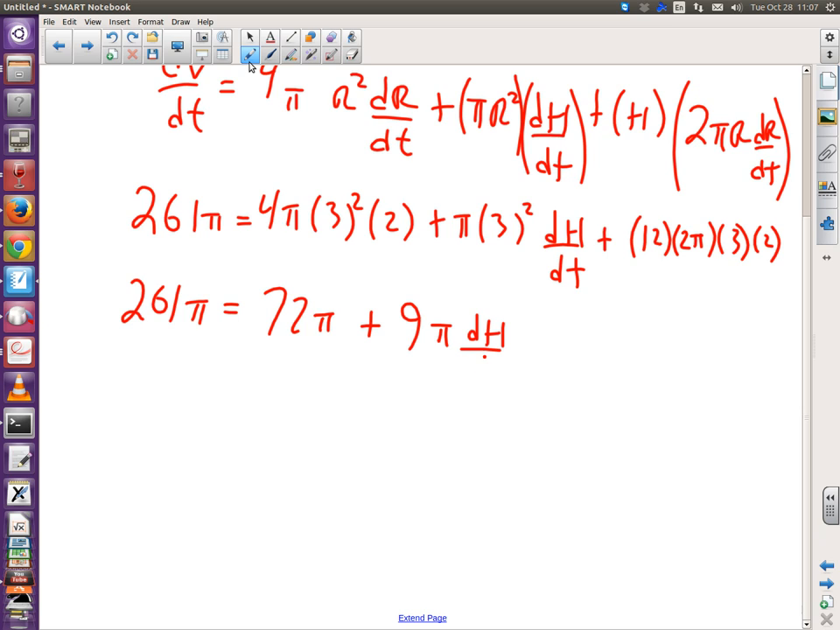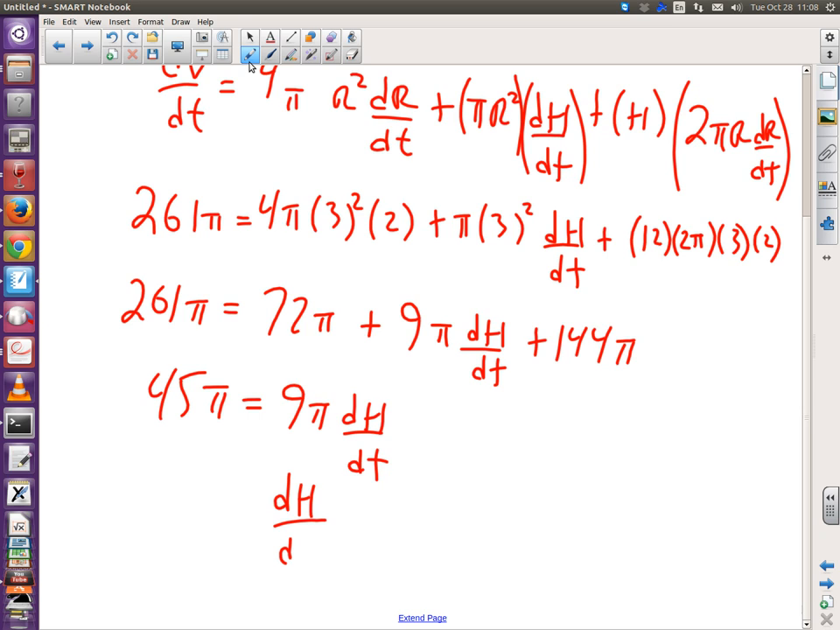You could cancel out all the pi's, I guess. Plus, is that 144 pi, I think? 2 times 2 is 4, times 3 is 12, times 12 is 144 pi. All right, so how about we combine the 72 and the 144 is 216. Let's subtract that from both sides, and you get 45 pi is equal to 9 pi dh/dt. Divide both sides by 9 pi, and dh/dt turns out to be 5 centimeters per minute. There you go, perfect. Alrighty.